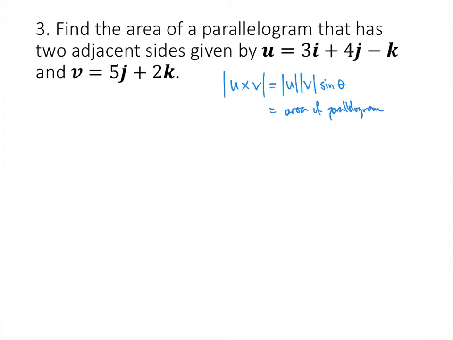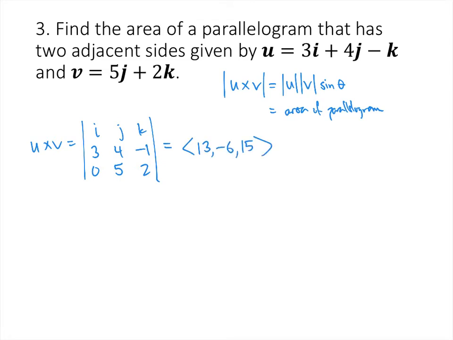So that means that we're going to compute the cross product, and then we just need to find the magnitude of that cross product vector. So first things first, u cross v is, once again, our 3 by 3 determinant. So 3, 4, negative 1, and then 0, 5, 2. Working this out just like we did in the previous ones, this works out to be 13, negative 6, 15.